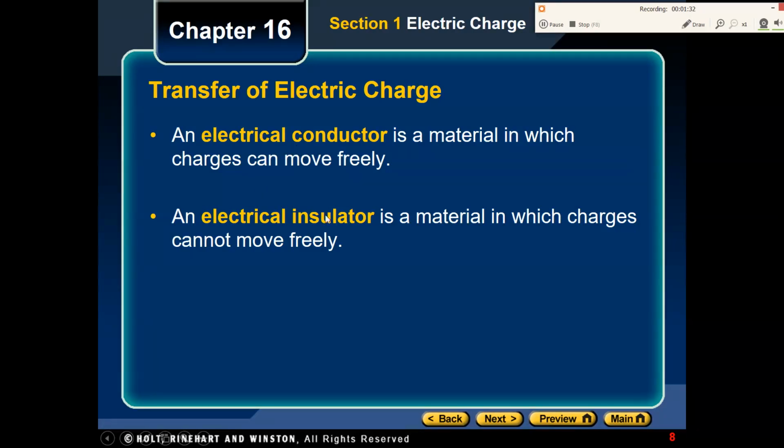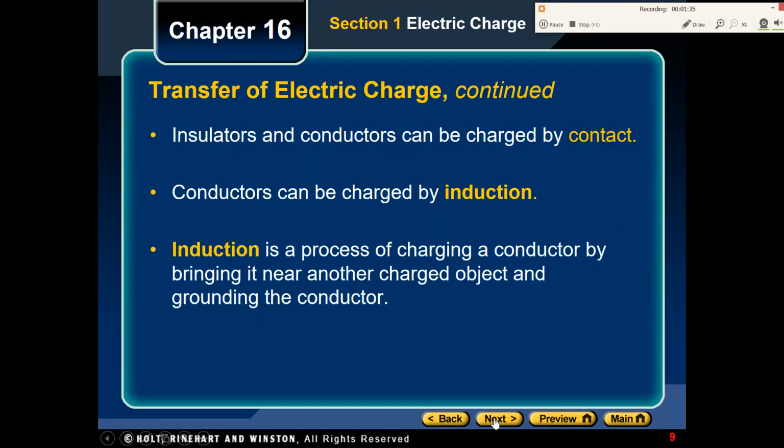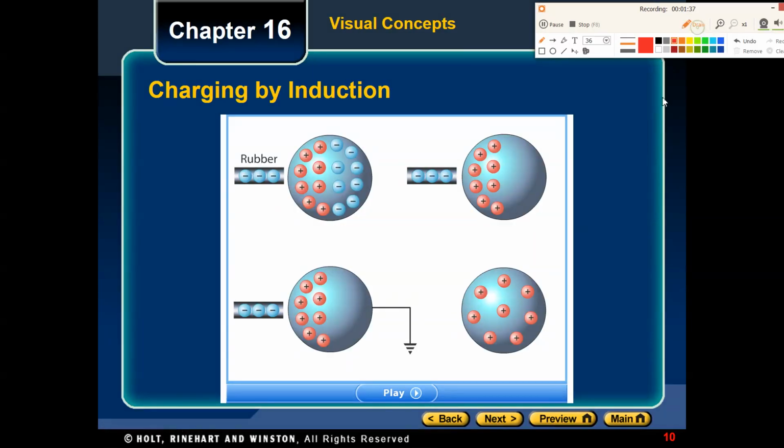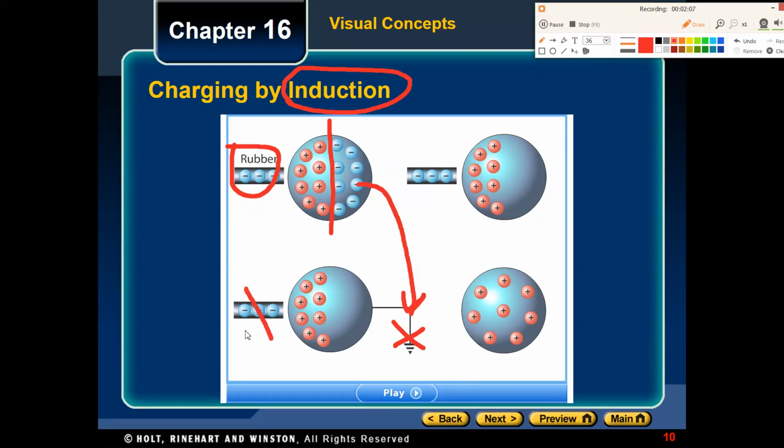There are two kinds of material, conductor and insulator. For a conductor, you can charge it by induction. Basically, you move a charged object closer to the conductor, which creates a separation of charge. Then if you ground the conductor, negative charge is going to move away. If you remove the ground and then remove the charged object, the end result is that you have charged the conductor.